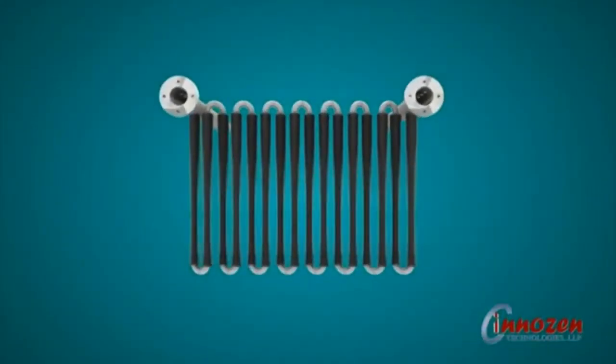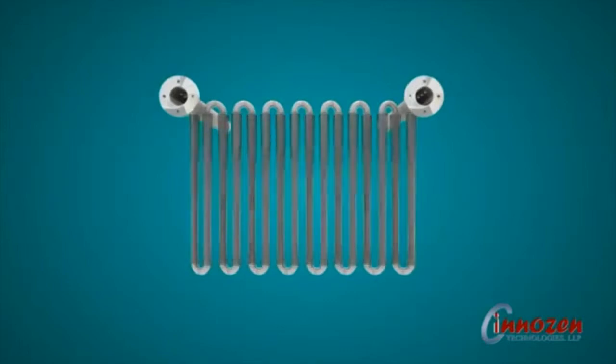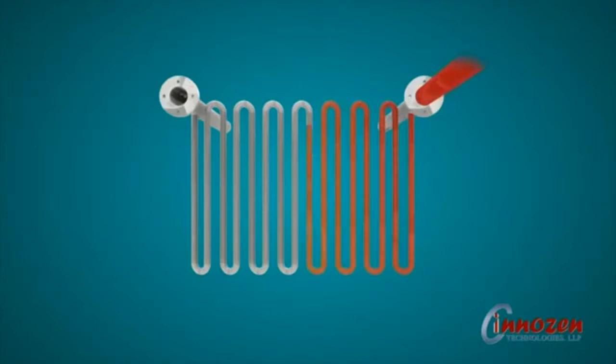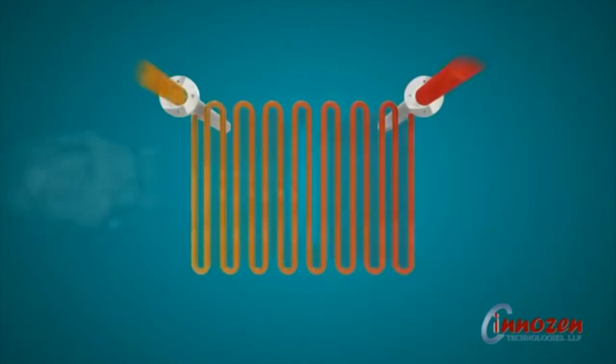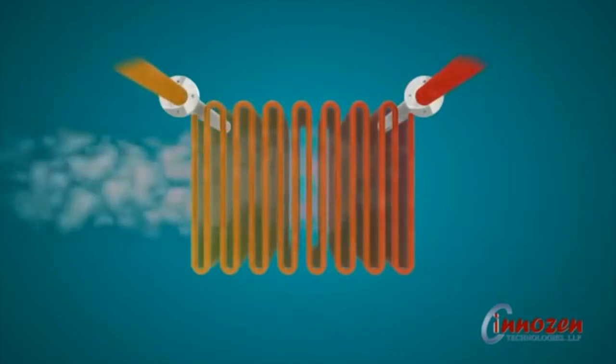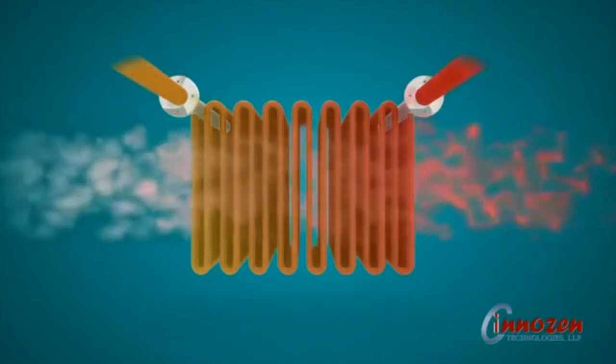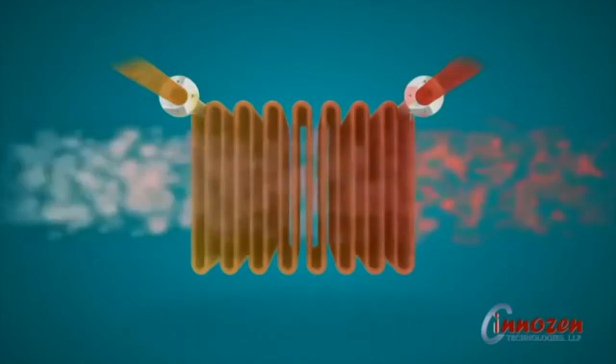In a fin tube heat exchanger, it is the process liquid that is pumped through the tubes from one end, which then moves through successive rows of tubes to the other end. During the process, depending on the application, the liquid either picks up heat or loses heat to the air or gas on the other side.